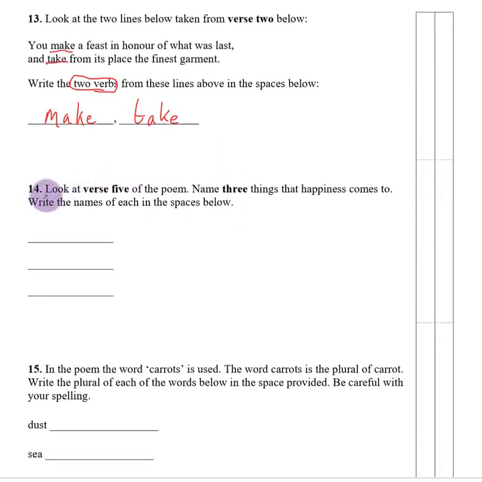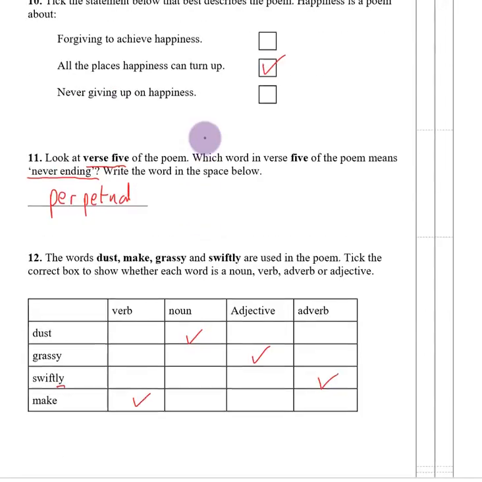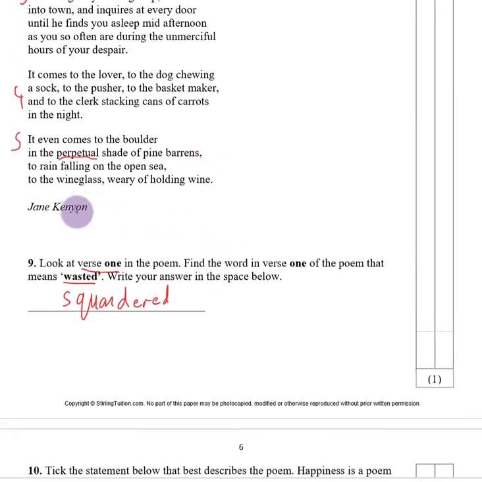Now, number 14. Look at verse 5. So again, we're back at verse 5. Name 3 things that happiness comes to. Write the names of each in the spaces below. So 3 things that happiness comes to in verse 5. It even comes to the boulder. So happiness even comes to the boulder. So that's the first one.